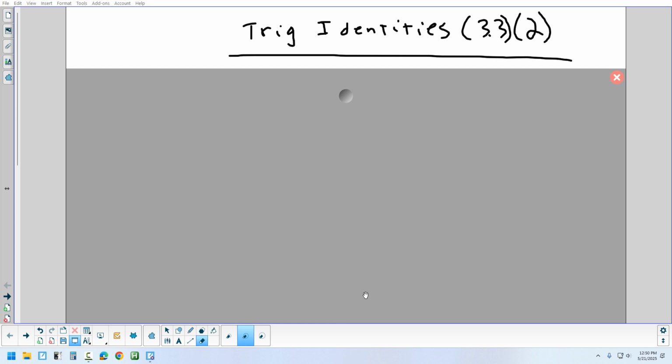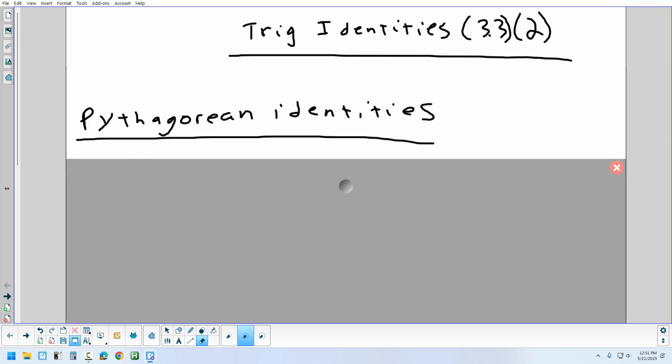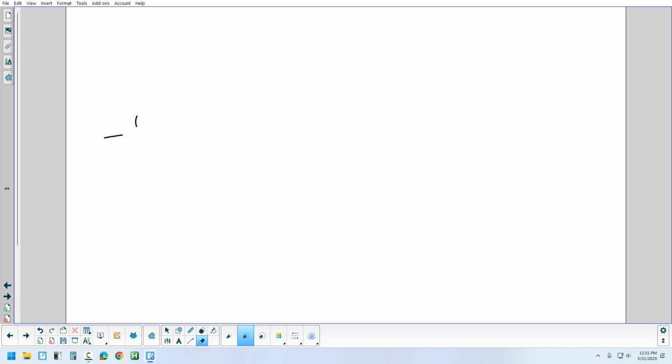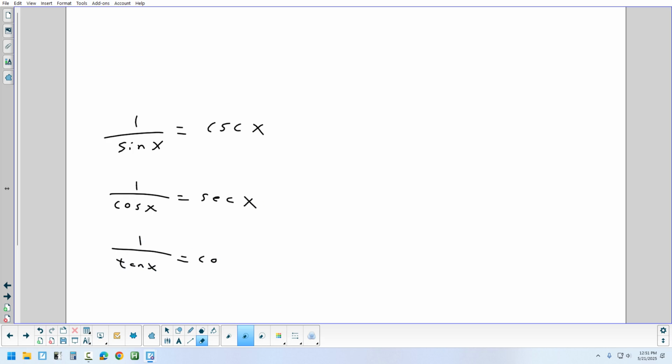Okay, so the last part on trig identities is going to look at 3 more identities to the ones we already have. So we've already got the ones where you flip. Just a review of those. If you flip sine, which trig function do you get? Cosecant. And if you flip cosine, you get secant. And if you flip tangent, you get cotangent. Okay, so that's one group that we've already learned.